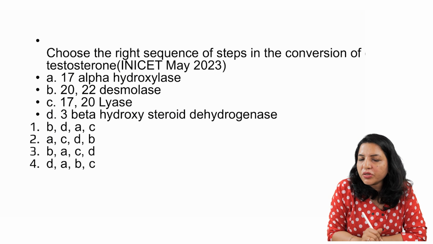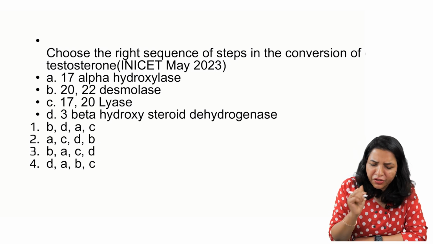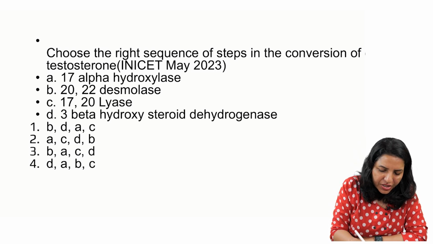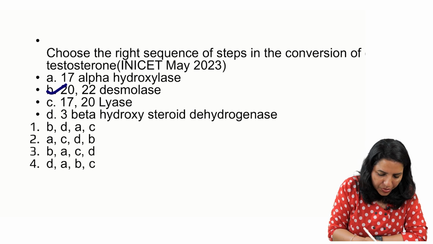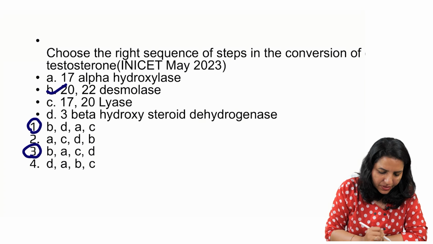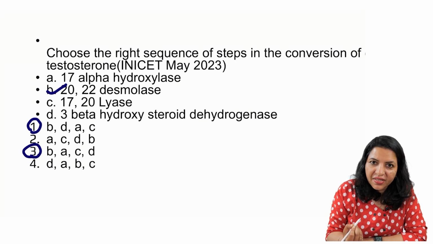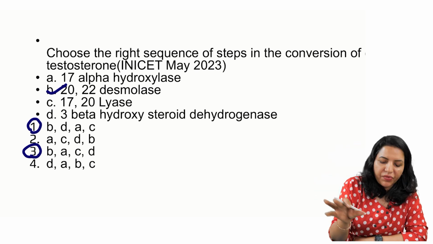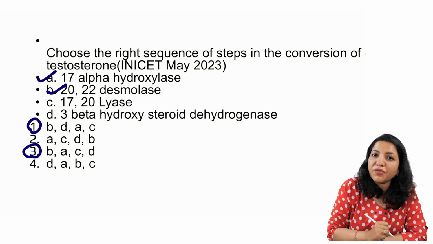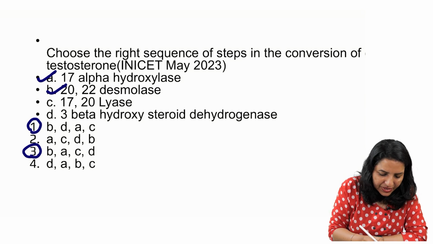Now we will go back to this question and find the answer. The first in the order should be which enzyme? It should be 20,22 desmolase, which means the B should be the answer. So we are left with the two options here, 1 and 3. Then what is the next enzyme? The next enzyme is the most common pathway we have seen. It is the 17-alpha hydroxylase. So that is the next enzyme.